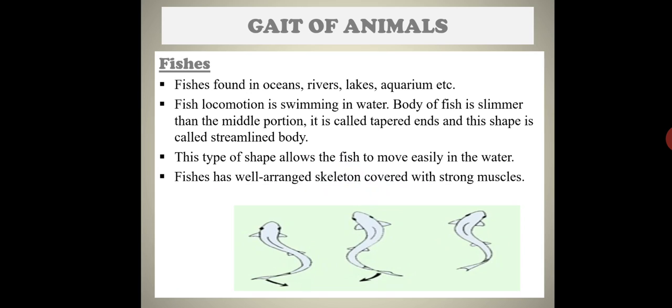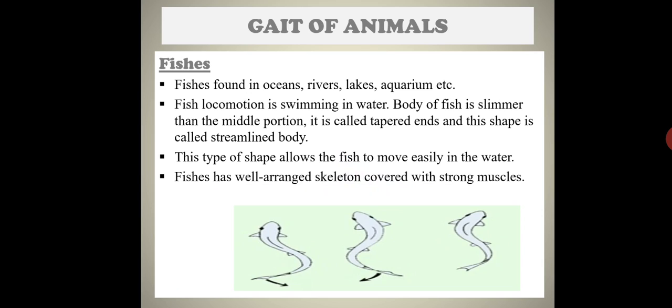The shape is such that the center part, the middle portion, is thick, and the ends are somewhat thin. This type of shape allows the fish to move easily in the water. We can see here that during swimming, the muscles make the front part of the body curve to one side, and the tail part will swing towards the opposite side, as shown in the figure.